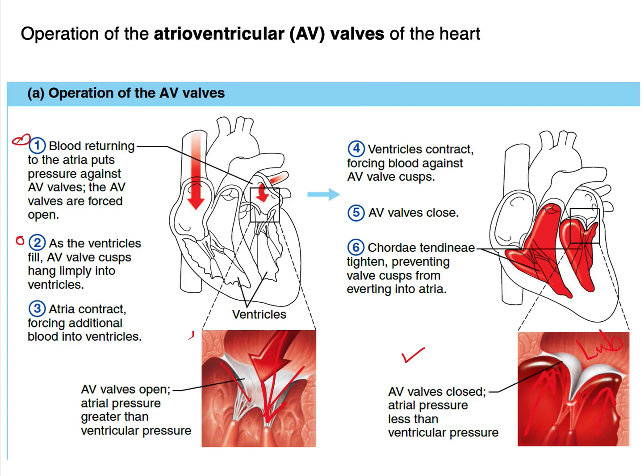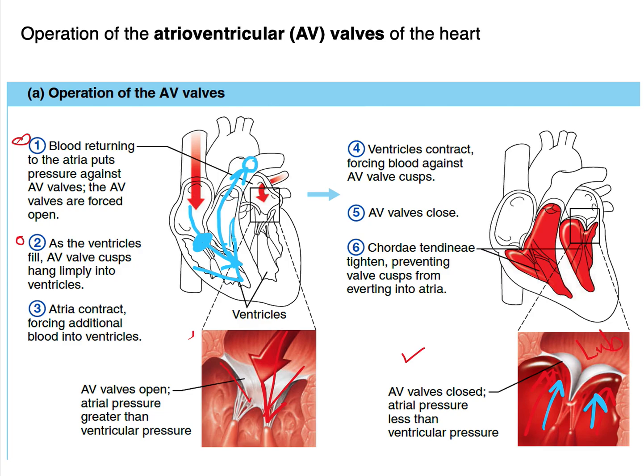Okay, here's when the blood moved from the atrium to the ventricle. Now the pressure in the ventricle increased, so the ventricle will contract. Once it contracts, it will push the blood against the AV valve, and the blood will slam shut the cusps of the AV valve, approximating or bringing them close to each other and closing the AV valve. This is closed.